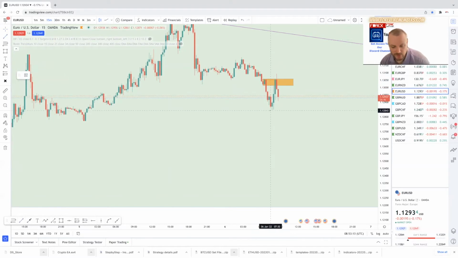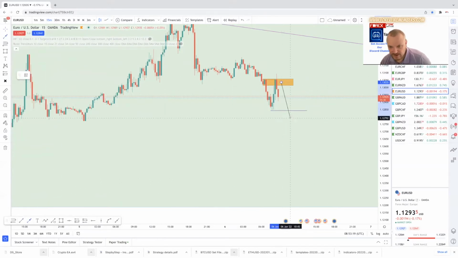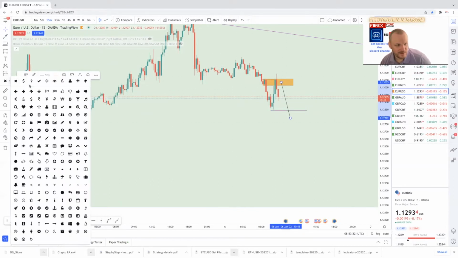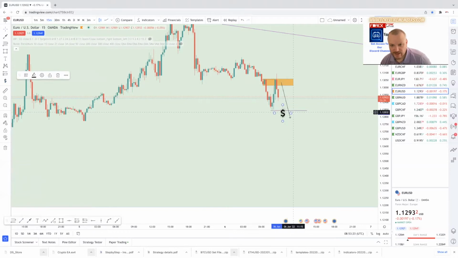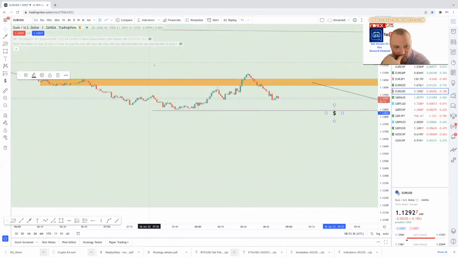What we would possibly be looking for now is for it to come down and take out the liquidity on that side. Again, we're just looking at things at the moment. We'll drill down to a 5-minute, and then we'll finally go down to 1 minute.